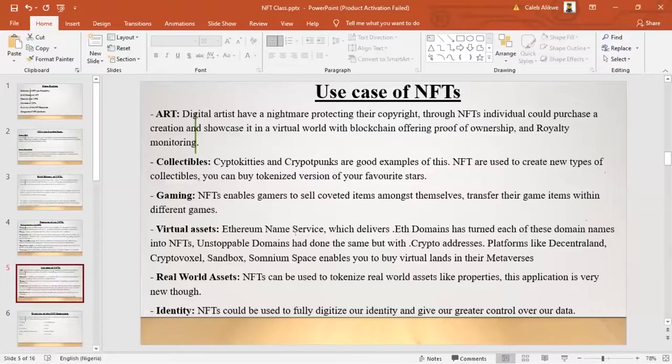Then identity. NFTs could be used to fully digitize our identity and give us greater control over our data. So you have lots of social media platforms whereby you create an account there, you have a social identity, and for some reason you lose the account. All the information, all the years of hard work on that identity is lost. You have to recreate by creating another account and starting from scratch again. With NFTs, you could own identities on these platforms, and these NFTs remain in your wallet. Even if the platform is hacked, you still have that identity with you.